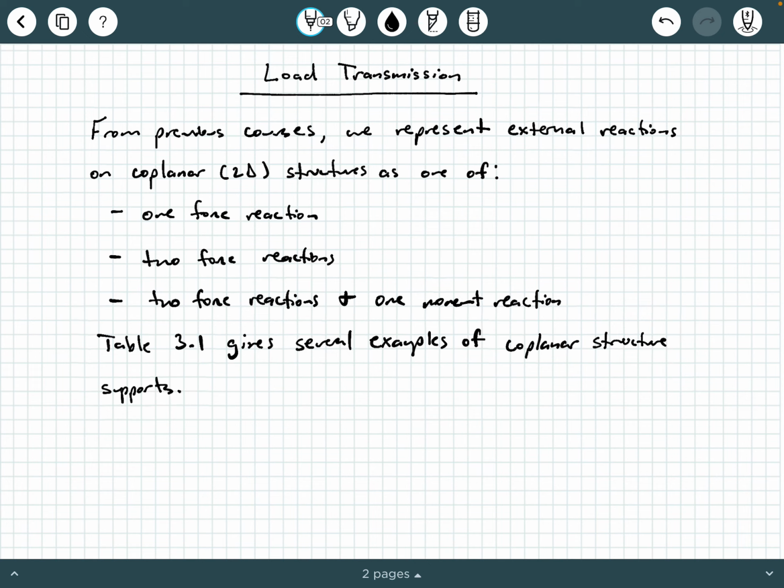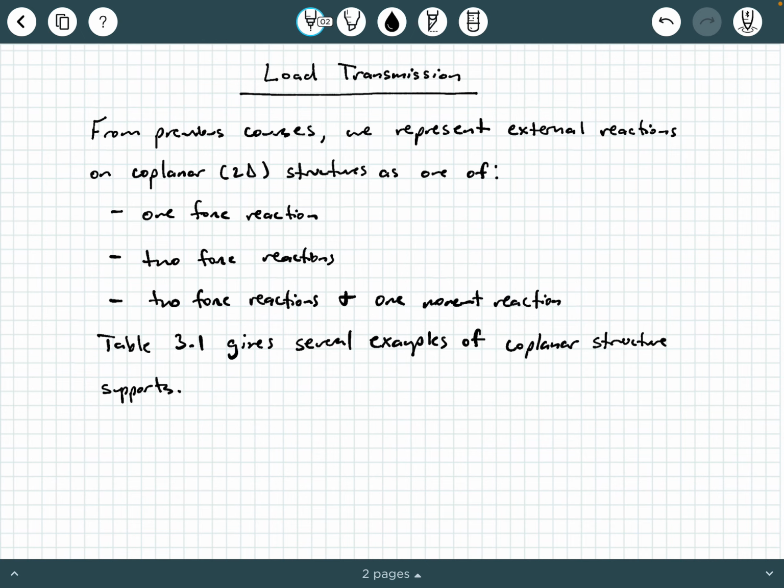Just to refresh your memory on some of them, we have weightless cables and links, which have one force reaction. We have rollers that have one force reaction. Rockers have one force reaction. Smooth contact surfaces, and several others. So if you're looking at the textbook for our class, table 3.1 has a list of several of those examples, which you could also find in most statics and mechanics of materials textbooks.